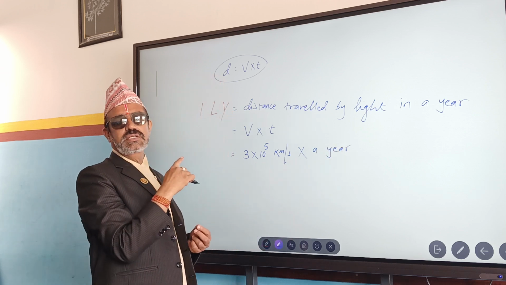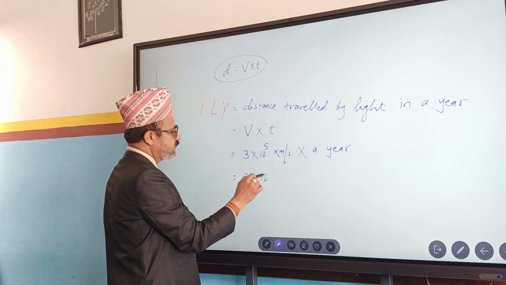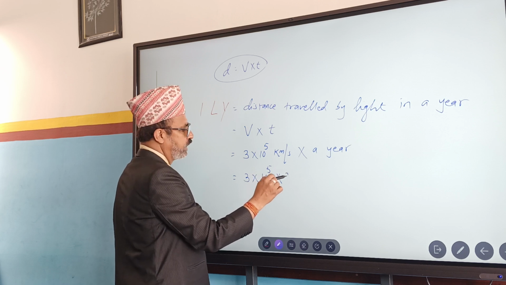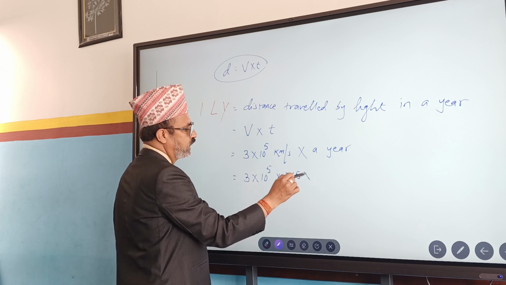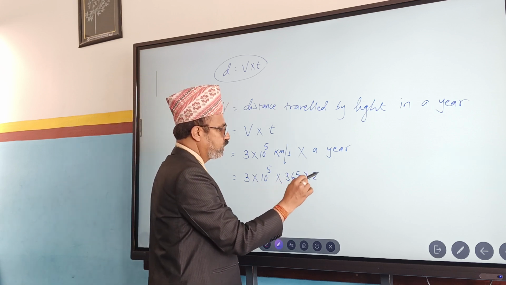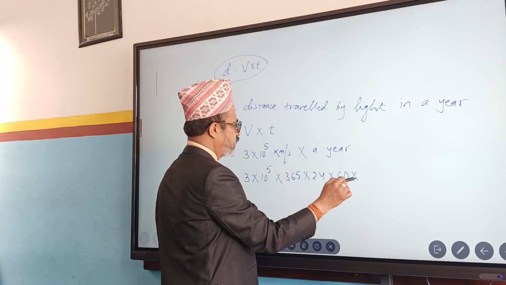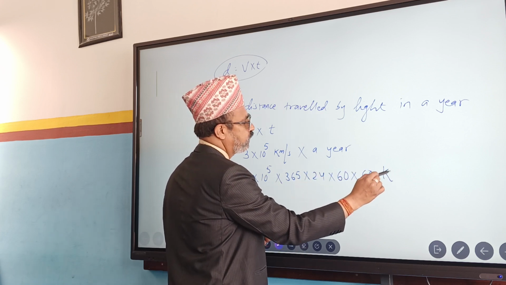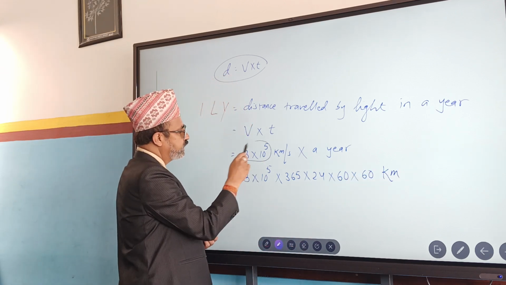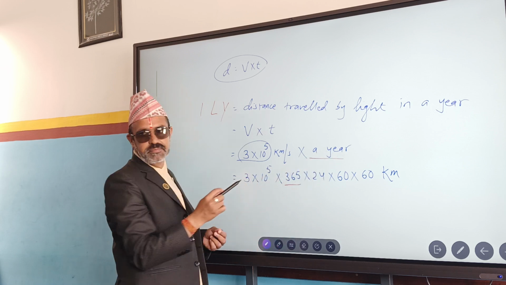Pay attention here, no side talking. Then 3 times 10 to the power 5. 1 year means how many days are there? 365 days. In 1 day, how many hours are there? 24 hours. In 1 hour, how many seconds are there? 60 multiplied by 60. Now you can write here kilometer. Very simple. This is the speed of light. We have done here. Now a year means 365 days.